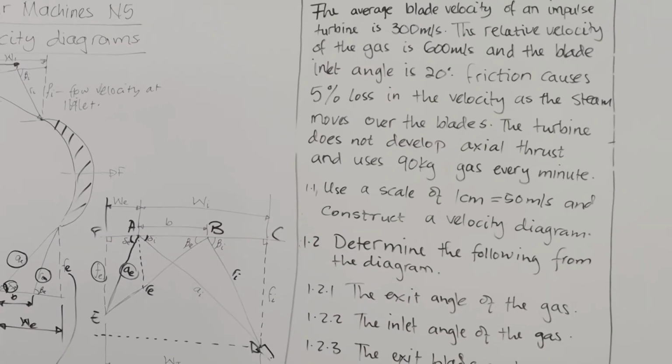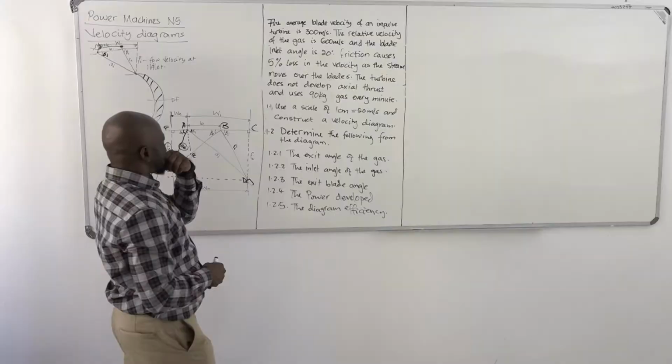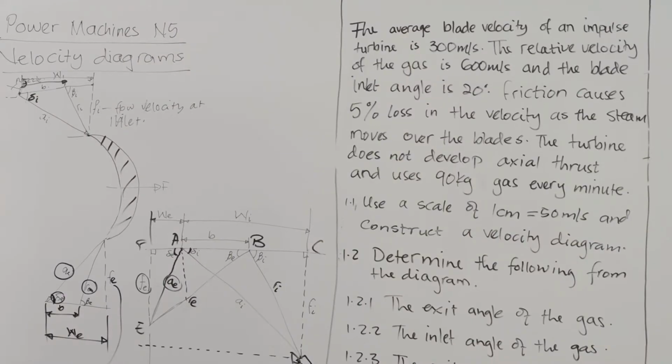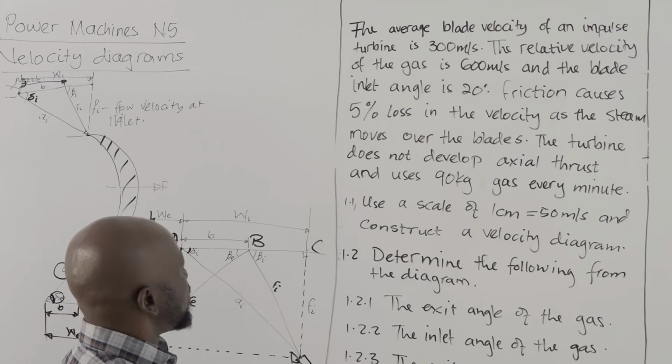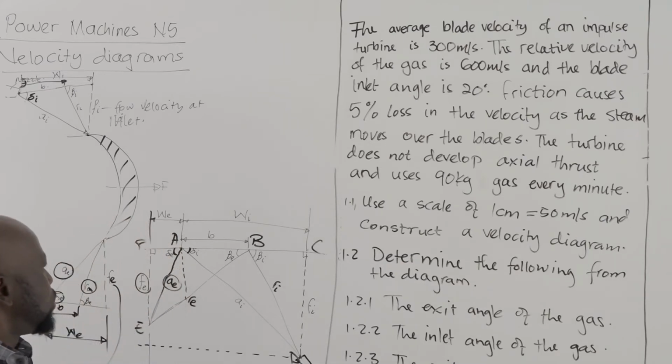On the board, we have a question that reads: the average blade speed of an impulse turbine is 300 meters per second. The relative velocity of the gas is 600 meters per second, and the blade inlet angle is 20 degrees. Friction causes 5% loss in the velocity as the steam moves over the blades. The turbine does not develop axial thrust and uses 90 kg gas every minute. Use a scale of 1 centimeter equal to 50 meters per second and construct a velocity diagram. And that's 1.1.